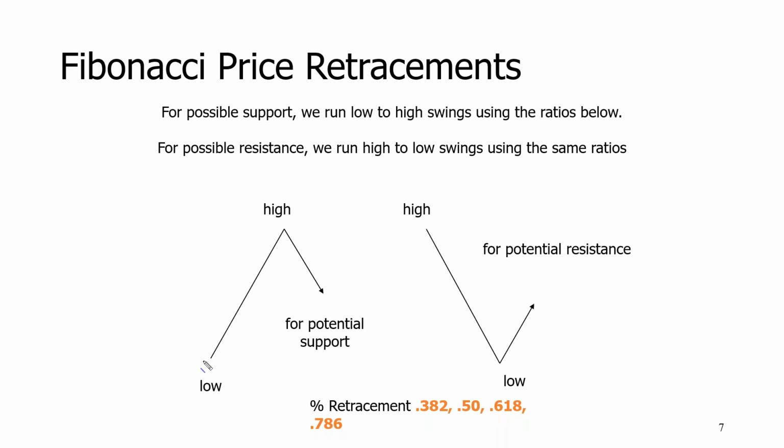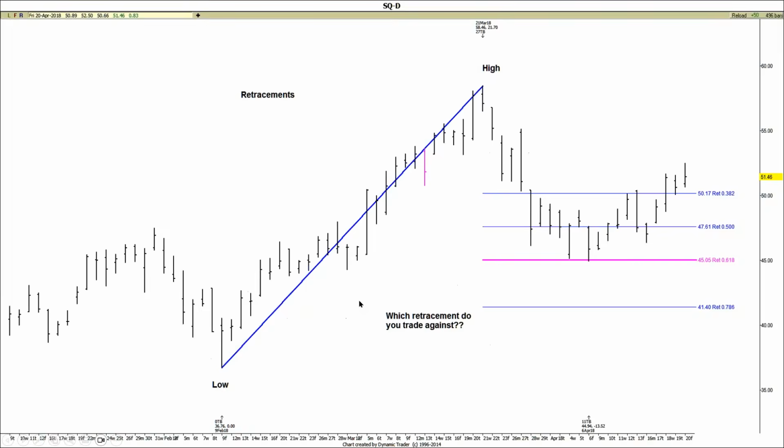For price retracements, we're basically taking a prior low to high swing on the chart, and we're using these retracement ratios, 382, 50%, 618, and 786, to identify potential support. And otherwise, we're taking highs to lows with the same ratios for potential resistance. So here's an example of that.